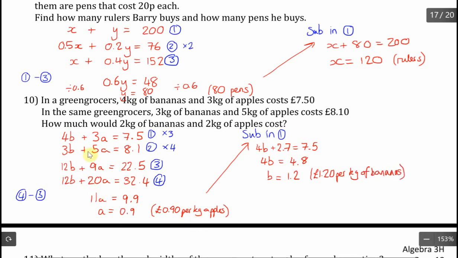But the question here has a slight twist at the end. It says, how much would 2 kilos of bananas and 2 kilos of apples cost? So we need to then sub in again 2A plus 2B. So 2A's would be £1.80. 2 kilos of bananas would be £2.40. So altogether this would cost us £4.20, I think.